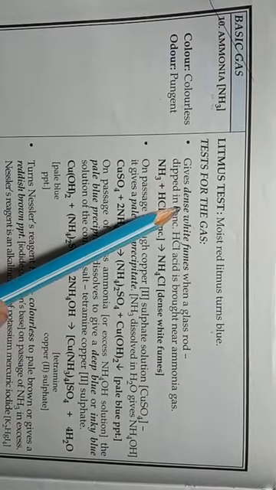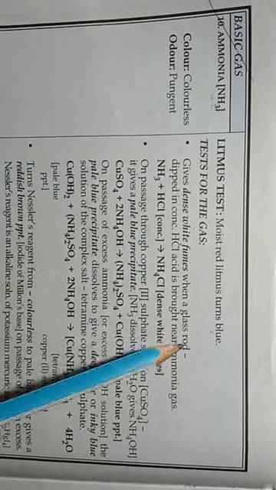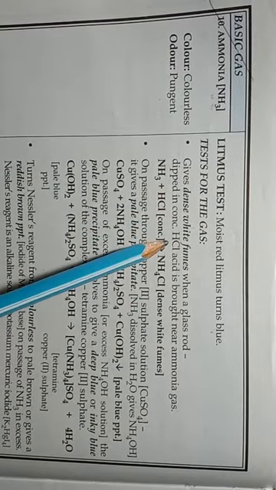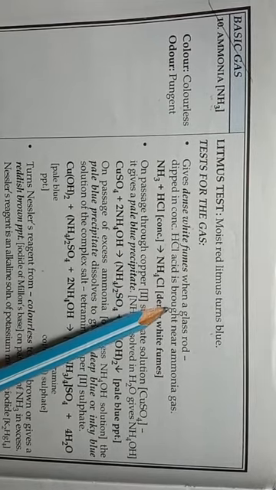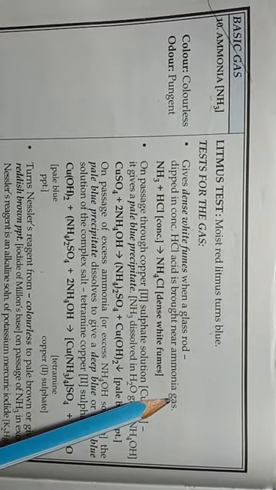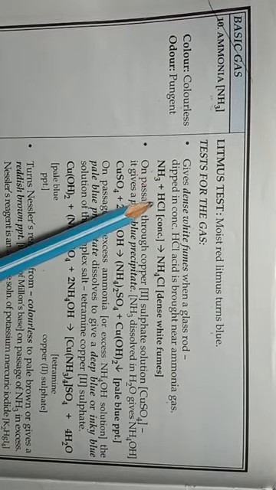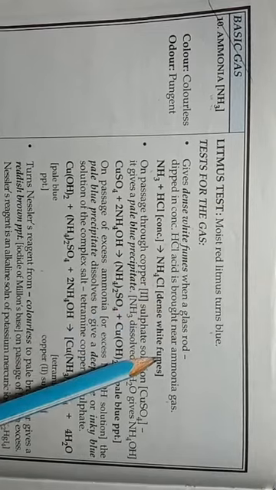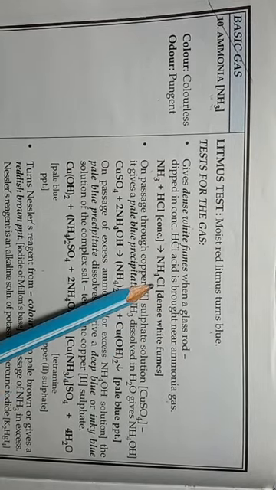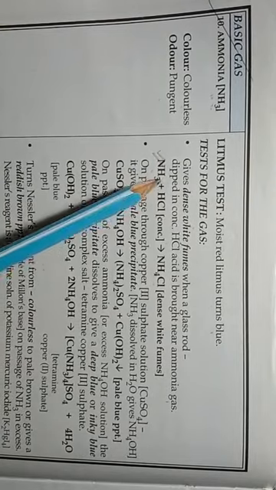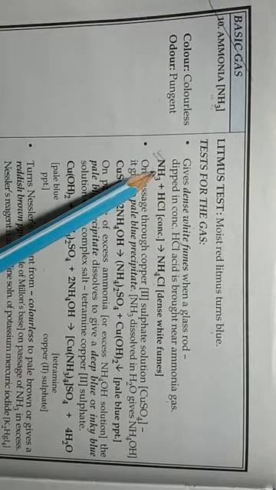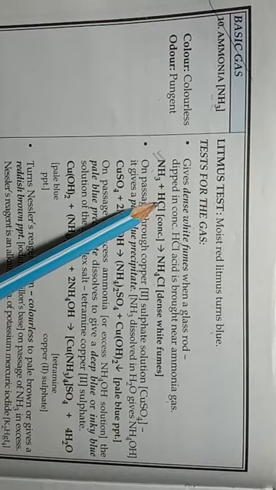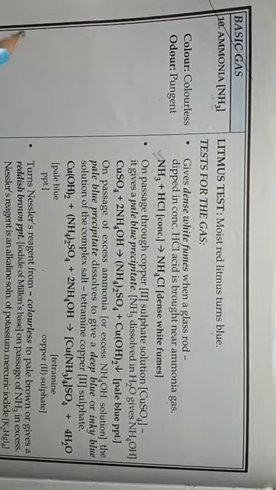Then tests for the gas. First point: it gives dense white fumes when a glass rod dipped in concentrated HCl is brought near ammonia gas. So ammonia gas with vapors of concentrated HCl forms dense white fumes of ammonium chloride. This is a very popular test. We use this test for both ammonia and vapors of hydrochloric gas, hydrogen chloride gas. Okay.